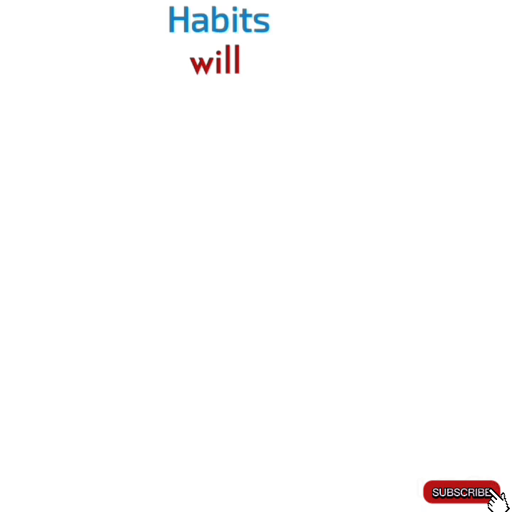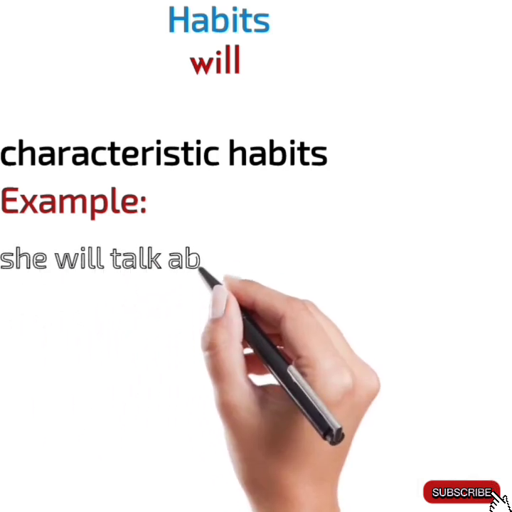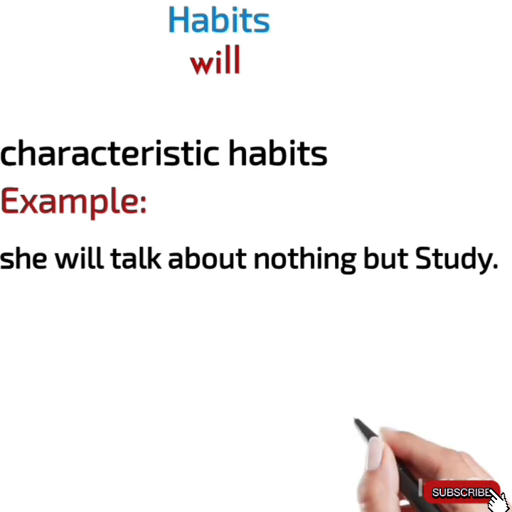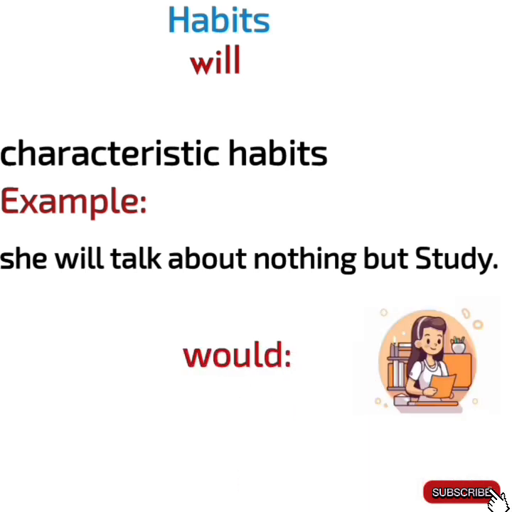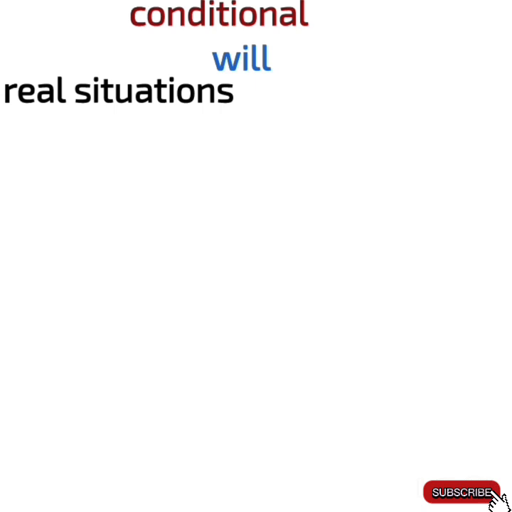Third, habits. Again, we can use both will and would for habits. With will, we use will for characteristic habits. For example, she will talk about nothing but study. So we used will here because we are talking about her habits. Talk about nothing but study. So that's her characteristic. Would is used for past habits. For example, she would talk about nothing but study. So here we used would because we are talking about her past.